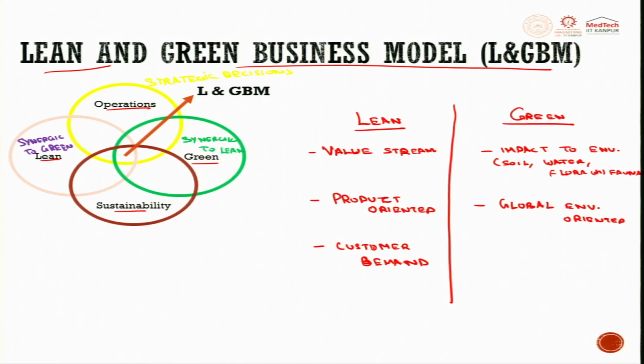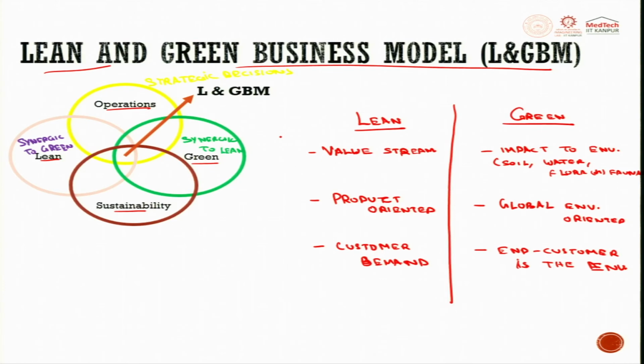Customer requires something that should look good. It requires something that should be comfortable for wearing, right? So that is how it is designed in terms of the products. Now green says the environment is the end customer. It says our end customer is the environment.